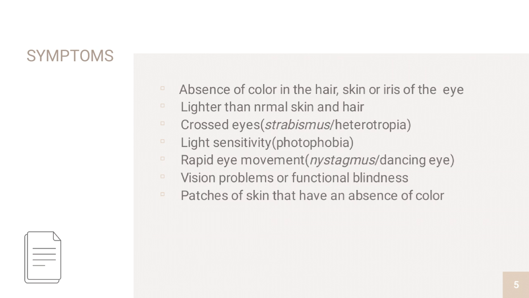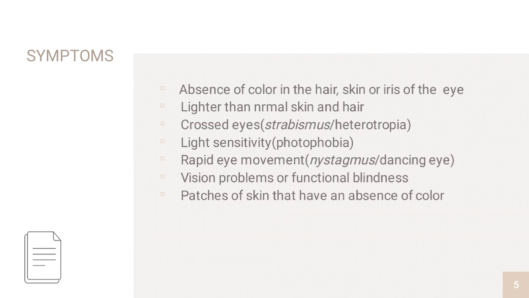Next, we'll move to the symptoms of albinism. The first symptom is absence of color in the hair, skin, or iris of the eye. This is because they don't have enough melanin in their body to color the hair, skin, or iris. The second symptom is lighter than normal skin and hair. It's kind of the same as the first symptom.